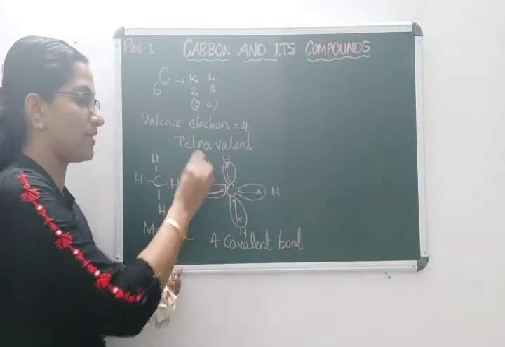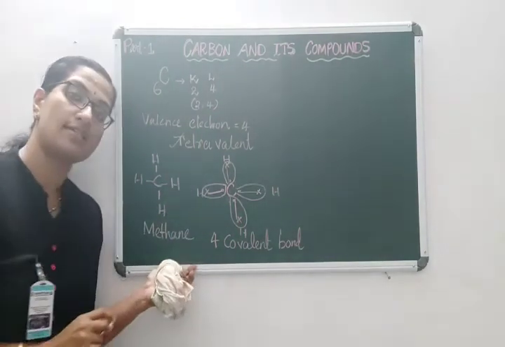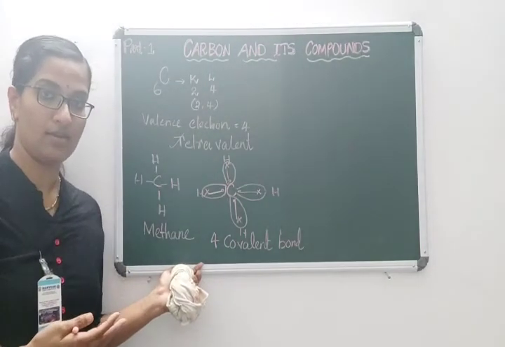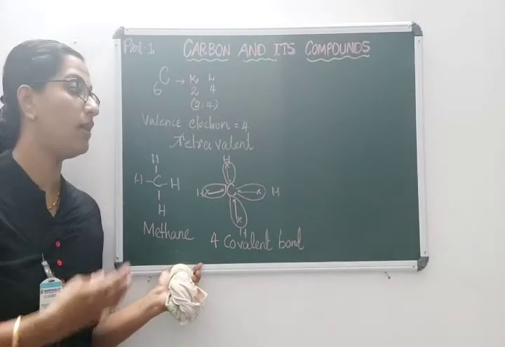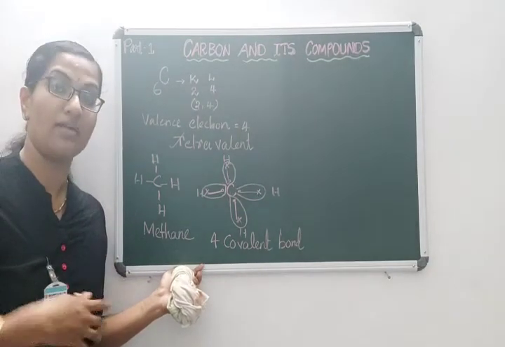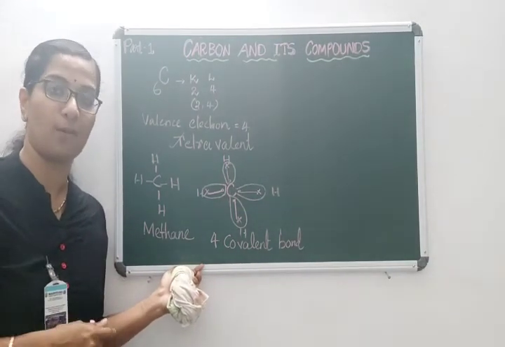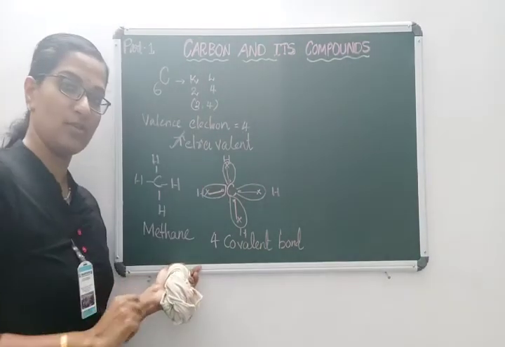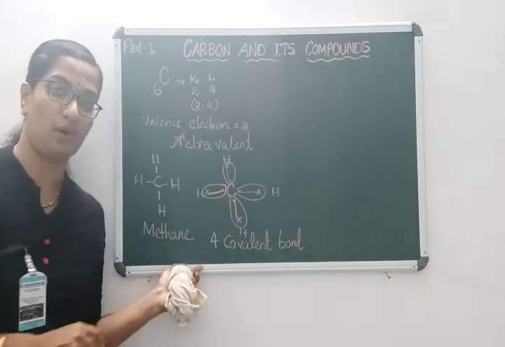Okay, so carbon is tetravalent. This is the first versatile nature of carbon. Carbon is a versatile element. It can have multiple properties. It may show multiple properties. The first, because it is tetravalent, it will undergo covalent bonding.